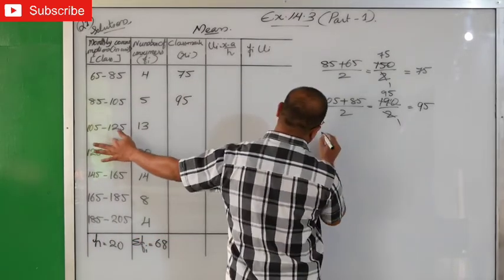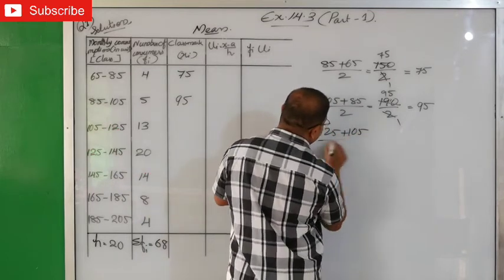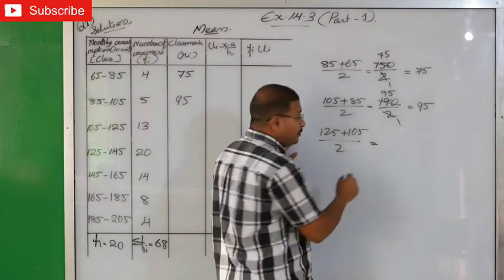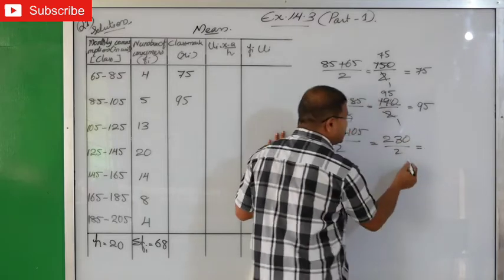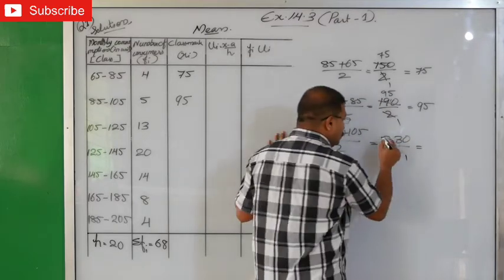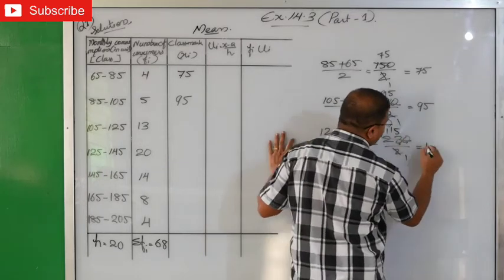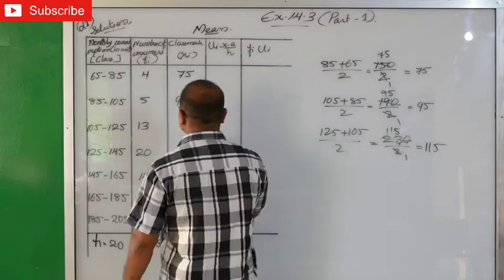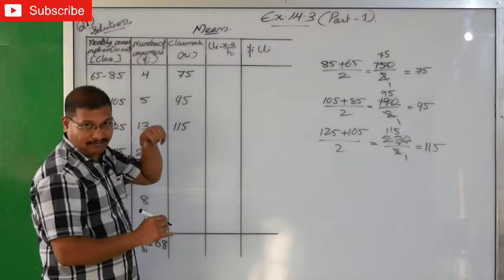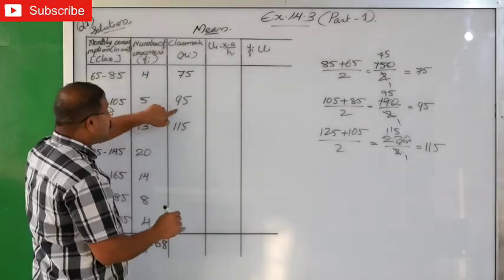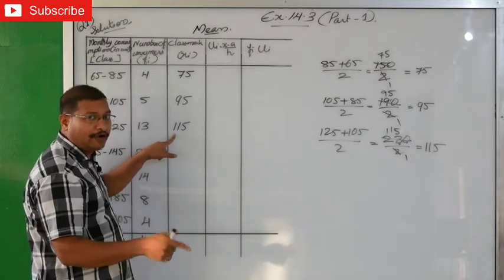Third, what will you do? 125 plus 105 divided by 2 equals 230 by 2. We'll cancel by 2. 2 ones are 2. 2 threes are 6. Balance is 1. 1 means 10. That means 2 fives are 10. That means 115. So the third one is 115. We know that the difference is 20. That means 75 plus 20, we got 95. 95 plus 20, we got 115.